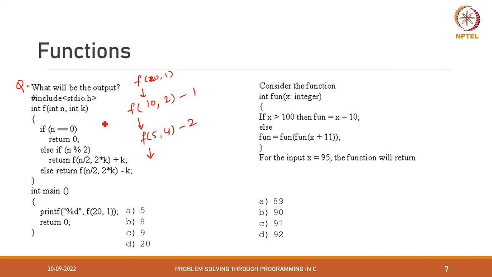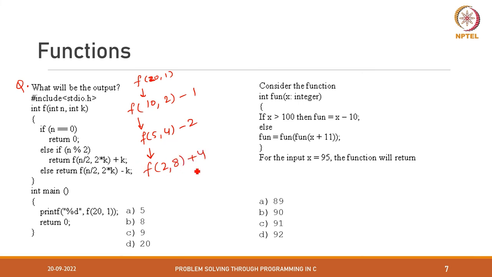For this, n is 5, and n is an odd number. So this statement is executed. This else if statement is executed. Okay. So in that case, we have n by 2 as an integer, keeping in mind it is an integer, so we'll have the value of 2 here, and 2 into k. The value of k that came to this particular second recursion is 4. So twice of k, that is 8, plus 4. Okay.